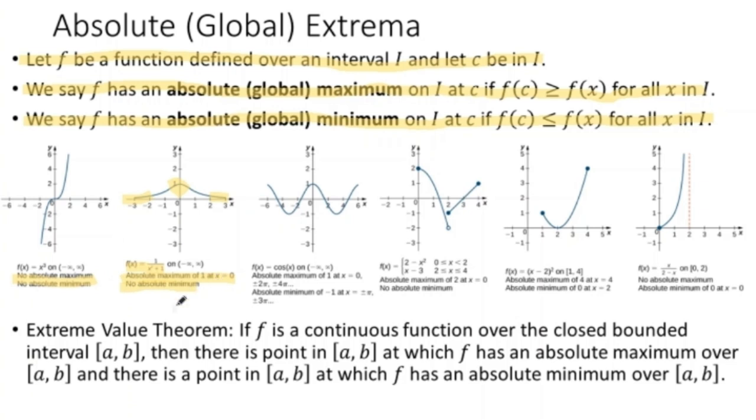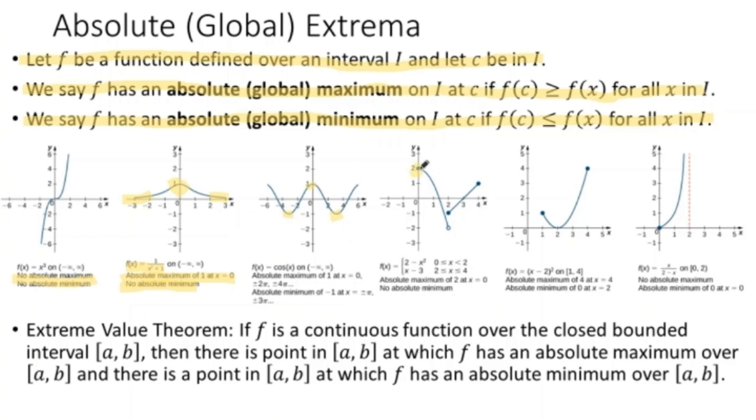Keep in mind that yes, 0 is a lower bound of our function on the domain of negative infinity to infinity. But since our function does not take on the value of 0, then 0 cannot be the absolute minimum value of the function. As for our next graph, we see it has both absolute maximums and absolute minimums.